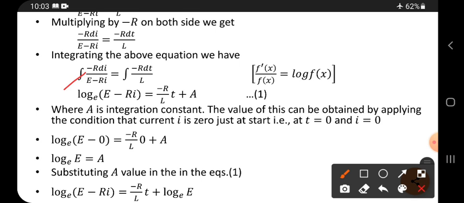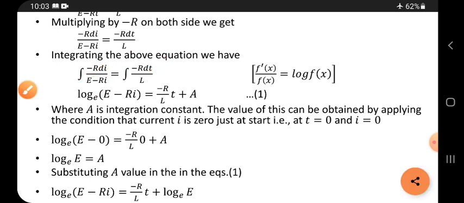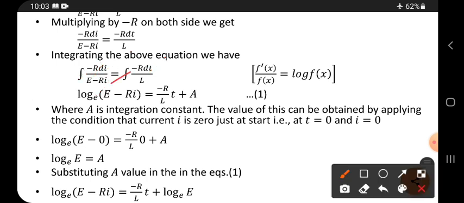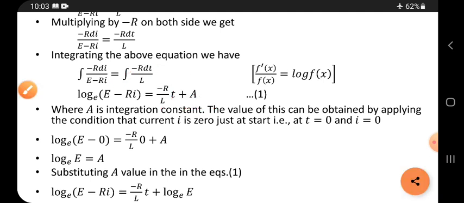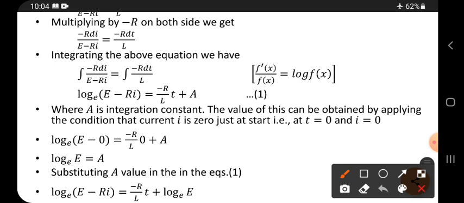We cannot cancel integration and differentiation directly. Why? Here I is not only in the denominator but also in the numerator. Here dt, t is in the numerator only, there is no t in the denominator. So with simple simplification, integration and differentiation get cancelled, then simply minus R by L into t plus A. A is an integration constant. When we integrate a whole equation, we must write one constant.